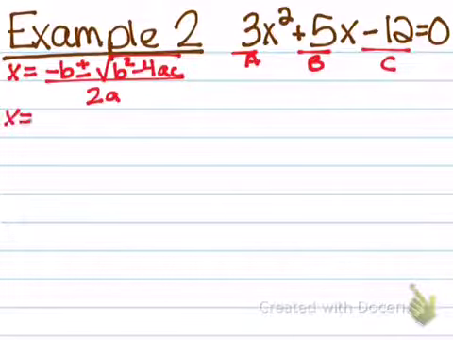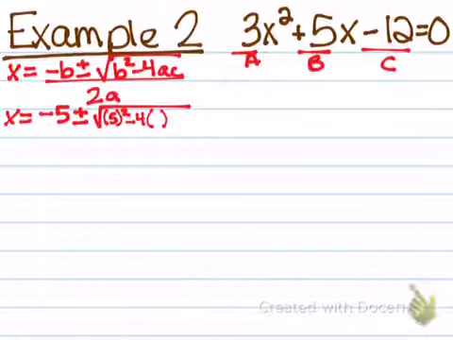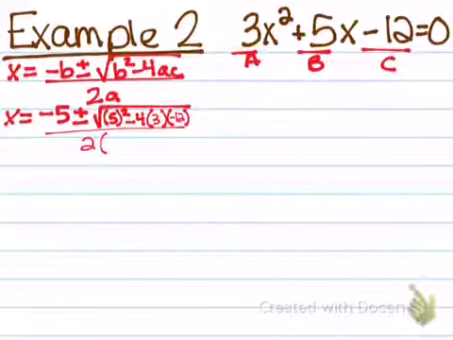So then we're going to have x equals negative, the b this time is 5, plus or minus the square root, and that's going to be 5 squared minus 4, and then we need to plug in a and c. And a is 3, and c is negative 12. So far we plugged everything in. We forgot the over 2 times 3, because 3 is a. Okay, we plugged everything in. Now we're going to use order of operations to simplify.